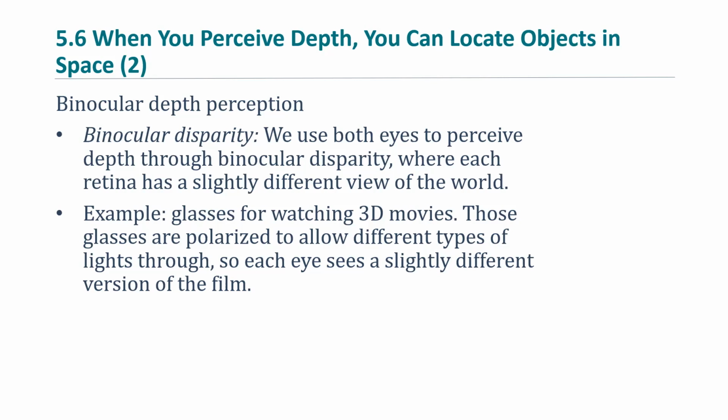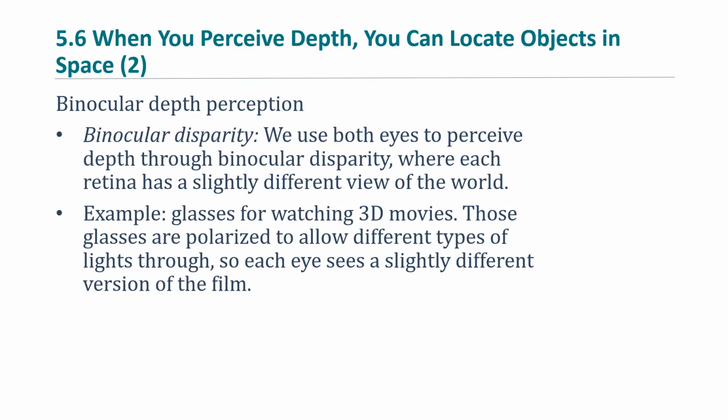As an example, if you go to a 3D movie, you wear specialized glasses, and these glasses are polarized to allow different types of light through. So each eye ends up seeing a slightly different version of the film, which is what those glasses do. Often one of the lenses looks red and one looks green, I think, something like that, but it's been a while since I did one of those. But it's creating binocular disparity, even though everything you see on the screen is the same distance away.